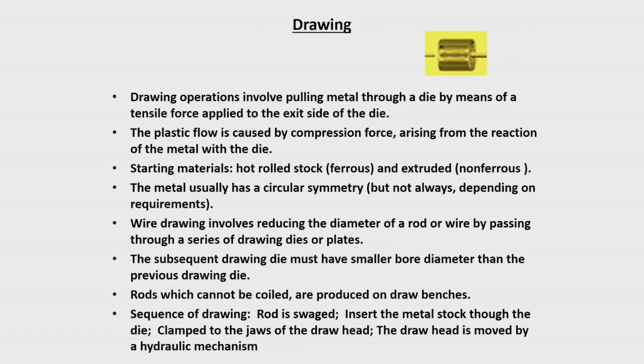Wire drawing involves reducing the diameter of a rod or wire by passing it through a die. It is not one die, but generally a series of dies, or sometimes several dies may be kept in a single plate also. Whatever it be, normally wire drawing involves a series of drawing operations, because you may have to reduce it from a larger diameter to a very fine diameter.